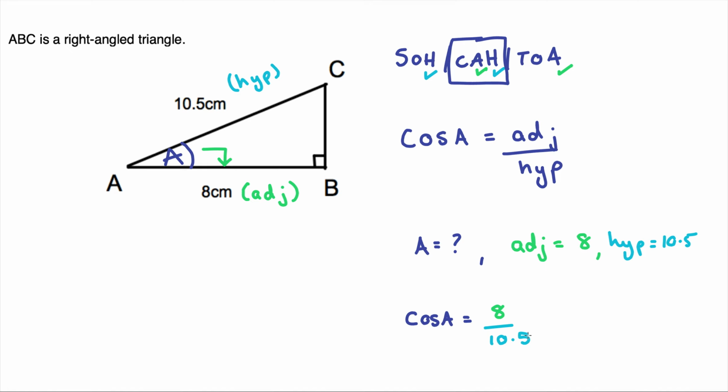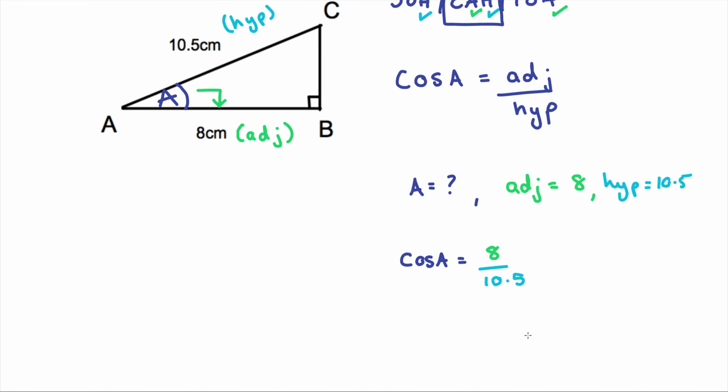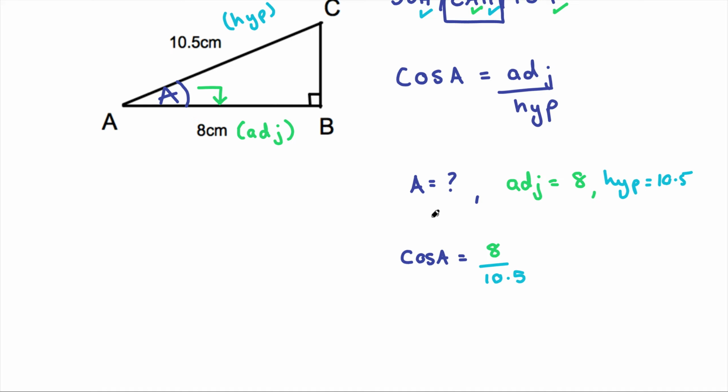The only new step now is when I go to work out my answer. I have cos of A. And if I want to get rid of the cos, I need to undo it. How do I undo cos? Give a guess. It's going to be cos inverse. And then remember, whatever you do to one side, you must do to the other. So cos inverse gets rid of cos, and then we're going to have A is equal to cos inverse of 8 all over 10.5.